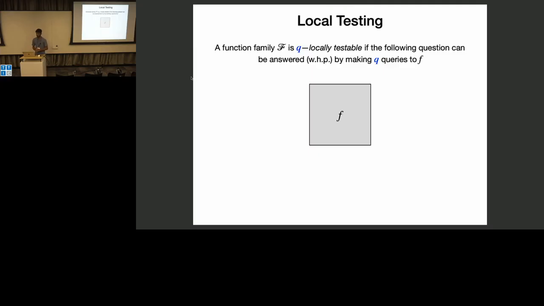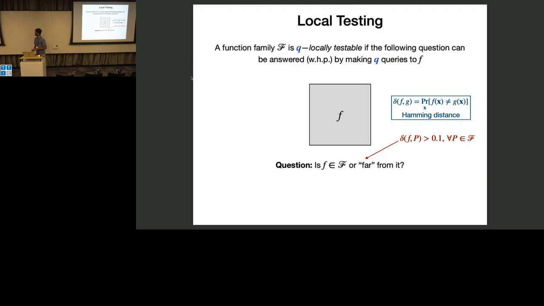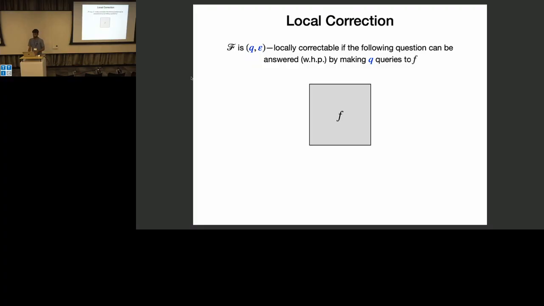Local testing is: you're given black box access to some function f, and the question you want to answer by making queries to this black box is the following. You want to test whether the black box is in the family curly F or whether it is far from it. To understand what far is, you need some notion of distance. In this talk, the notion of distance we work with is the relative Hamming distance. For two functions with the same domain, it's just the fraction of points in the domain over which the two functions disagree. And being far, you can think of as being some constant relative distance far from all functions p in your family curly F. If you are able to do this in Q queries, we say that the family F is Q locally testable.